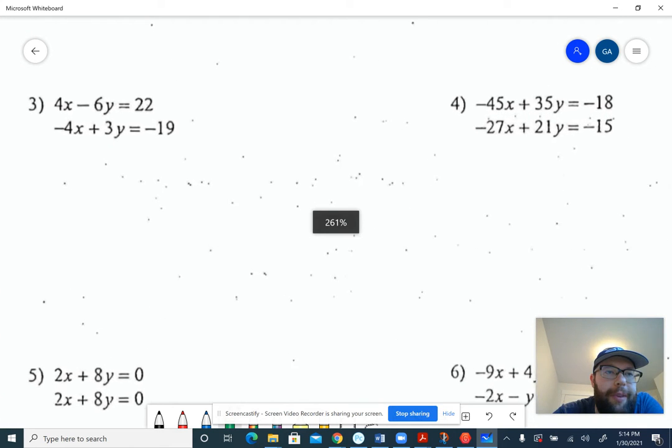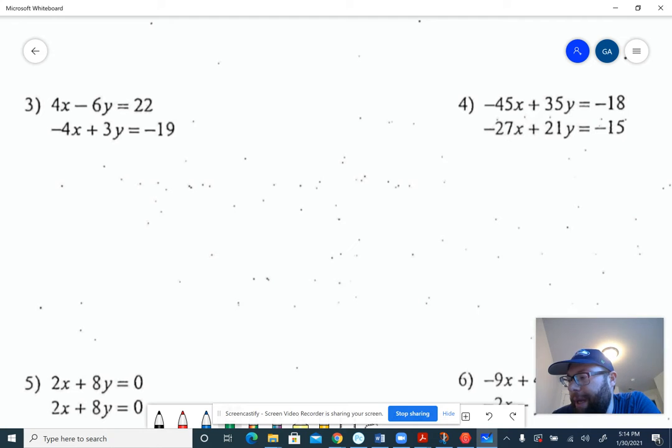This is on page 41, by the way. Let's look at number 3 to start off with. All the problems you're doing today are very basic systems. They're going to be set up so that one of the variables will have the same coefficient, the same number in front of it.